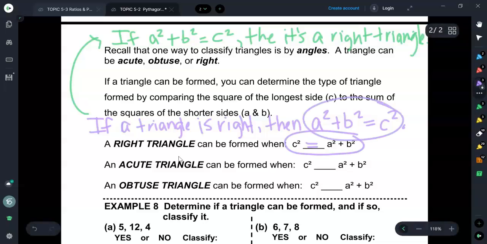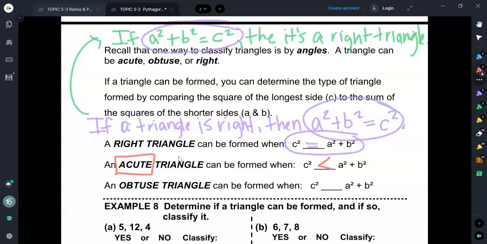Okay, you can see it here. Remember, it doesn't matter what order you write it in. You can say c squared equals a squared plus b squared, or you can say a squared plus b squared equals c squared. What if a squared plus b squared doesn't equal c squared? When c squared is actually smaller than a squared plus b squared, we have an acute triangle. So you can actually use the idea of the Pythagorean theorem and the squares to determine what kind of triangle you have. And if c squared is actually larger than a squared plus b squared, it is an obtuse triangle.